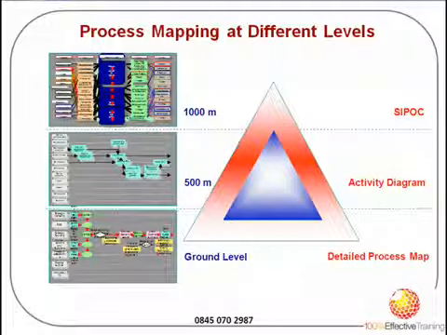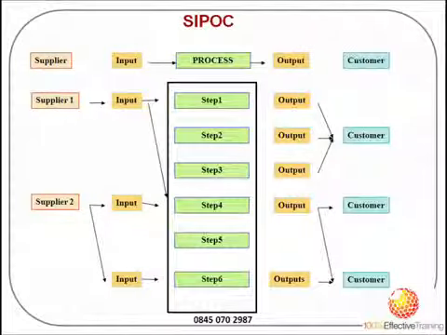The most detailed part is called detailed process mapping or swim lanes. In this we would identify each and every step, whether it is waste or non-value added activities as well as value added activities, so that we can identify where there are real problems and show in detail what happens.